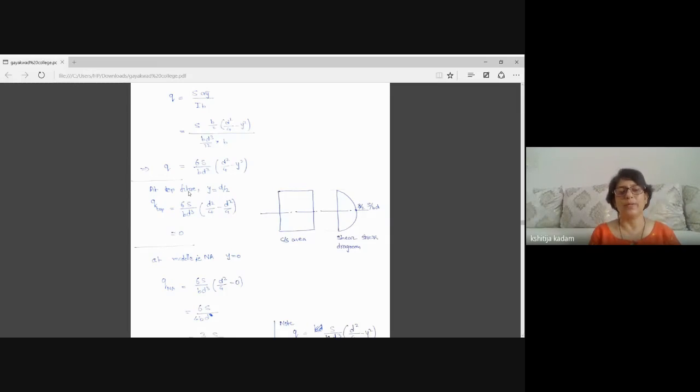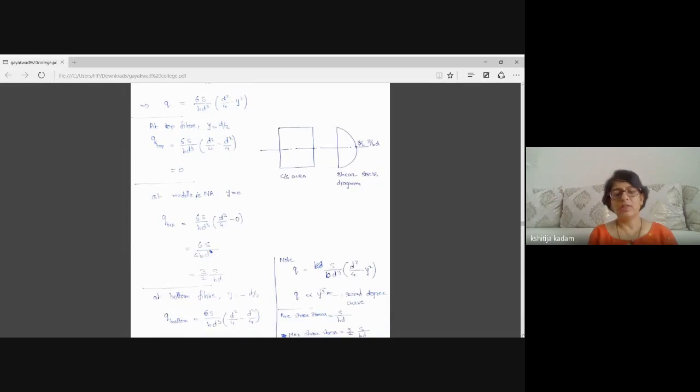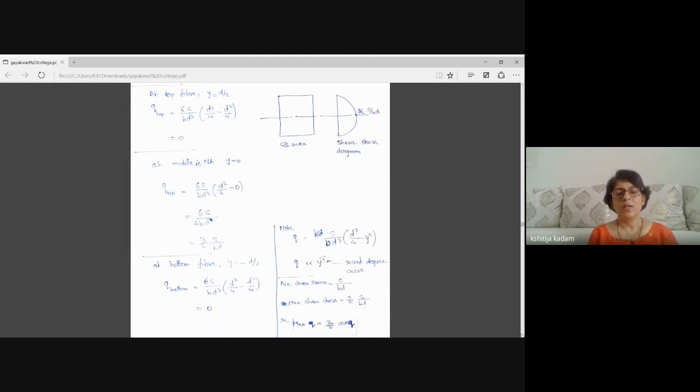So let us first find out at top fiber. Y will be D by 2 at the topmost fiber. We'll substitute here. So Q at top comes out to be 0. At middle, that means on neutral axis, Y will be 0. So shear stress we have calculated as 6S by 4 BD. And at bottom, Y will be minus D by 2. So shear stress comes out to be 0.